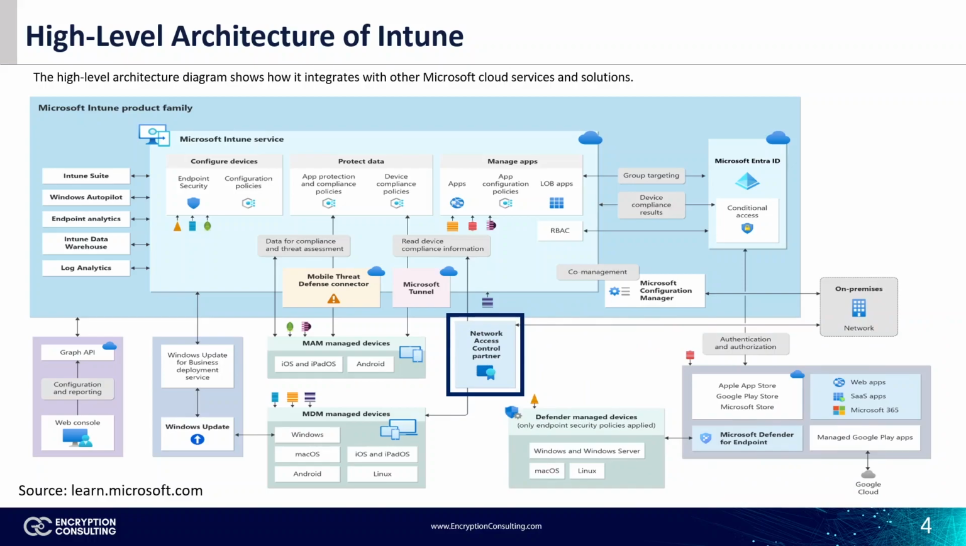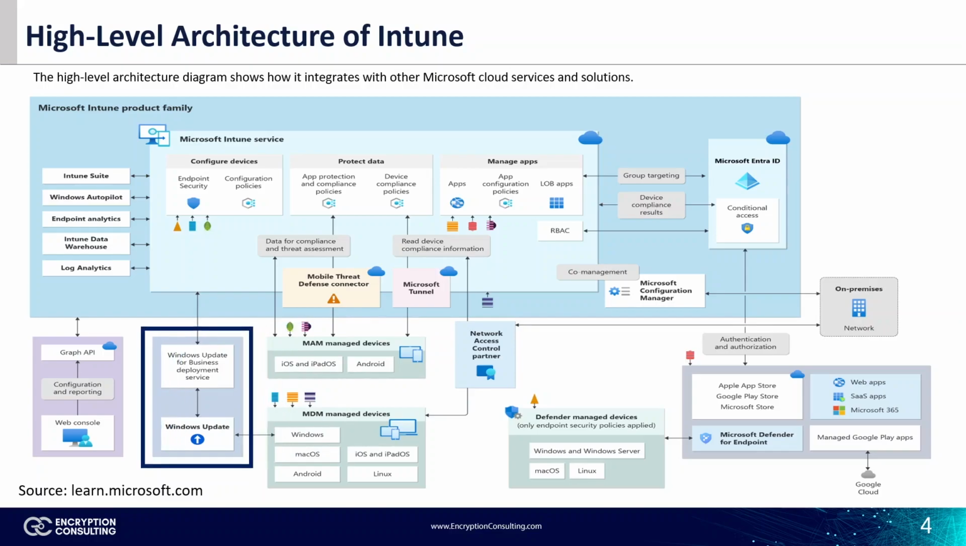Network Access Control Partner verify the device's enrollment and compliance status with Intune, determining access control decisions. In the event that a device is not enrolled or lacks compliance, it is redirected to Intune for either enrollment or a compliance check and not allowed to access the on-premises network.